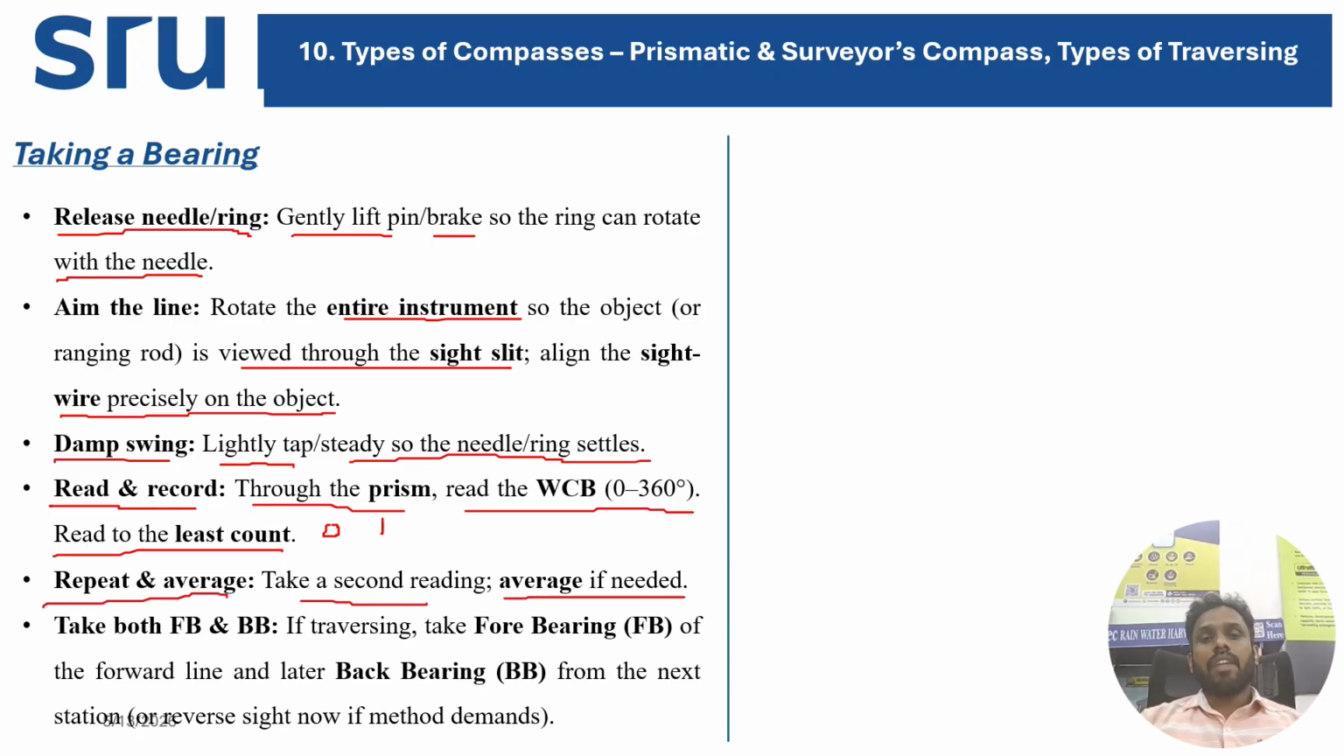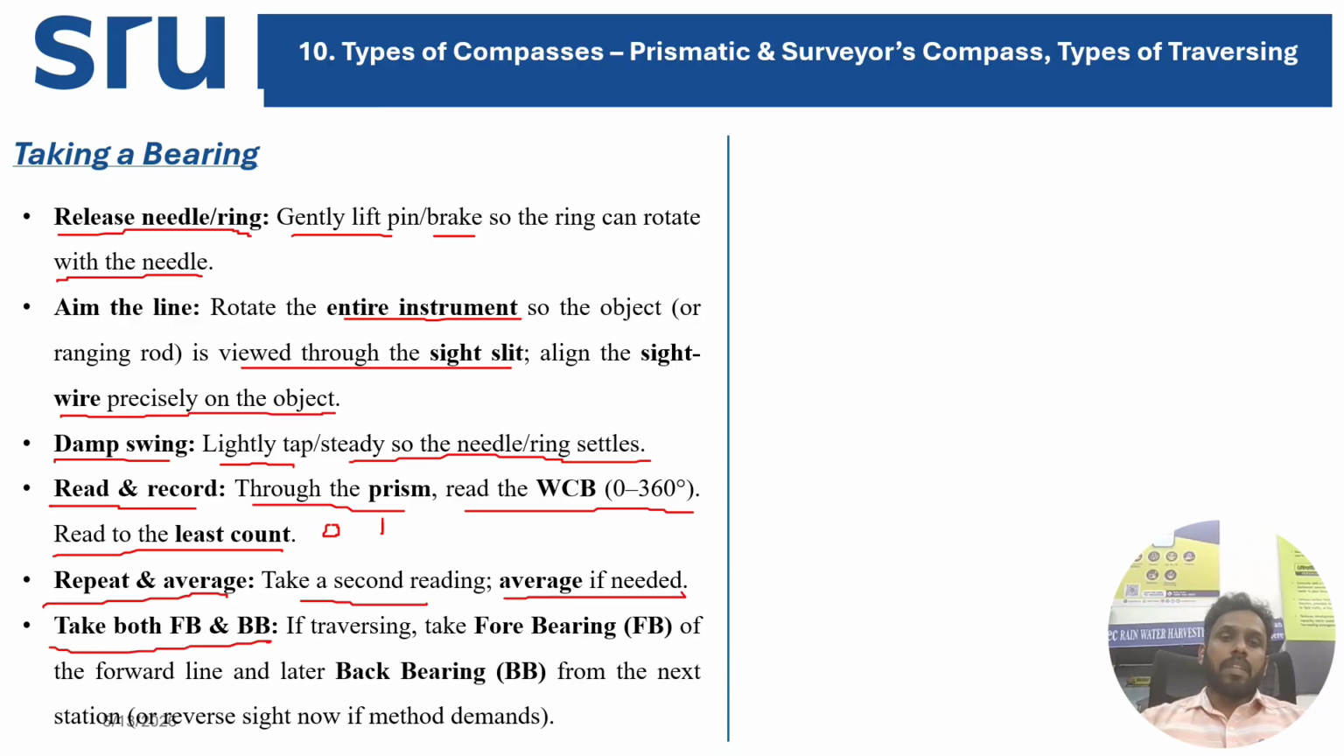So you have to do the average to check whether this reading is proper or not, because there may be a possibility of error and local attraction. So two or three times you have to take the reading, then average the readings to get your precise output. Take both the forebearing and the back bearing.